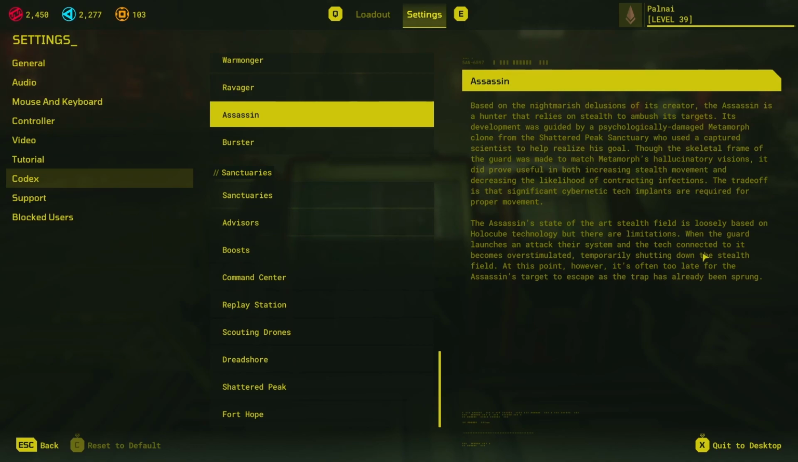The Assassin's state-of-the-art stealth field is loosely based on holocube technology, but there are limitations. When the guard launches an attack, their system and the tech connected to it becomes overstimulated, temporarily shutting down the stealth field. At this point, however, it's often too late for the Assassin's target to escape as the trap has already been sprung.